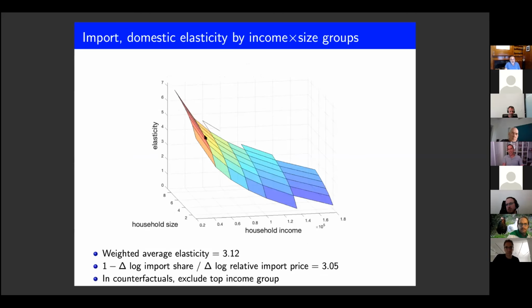Okay, so let me skip this. So these are the elasticities as a function of income. We have 7 points here on the household side. Again, if you compute the aggregate, the implied aggregate elasticity is 3. So if you take the aggregate change in import shares relative to the change in prices, the implied elasticity that you get is 3. So there's a lot of substitution in our data after this shock. This is the aggregate one. Now, across bins, either income and size, there's big differences. The extreme for low income is about 5 units higher than for the high income. This is what I was telling you before.